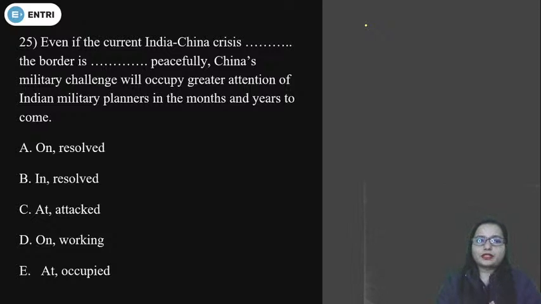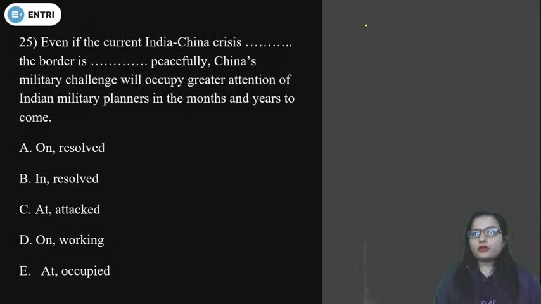What would you choose for this option? Even if the current China India crisis is dash the border is dash peacefully, China's military challenge will occupy greater attention of Indian military planners in the months and years to come. Okay, Sai is saying E. All right.